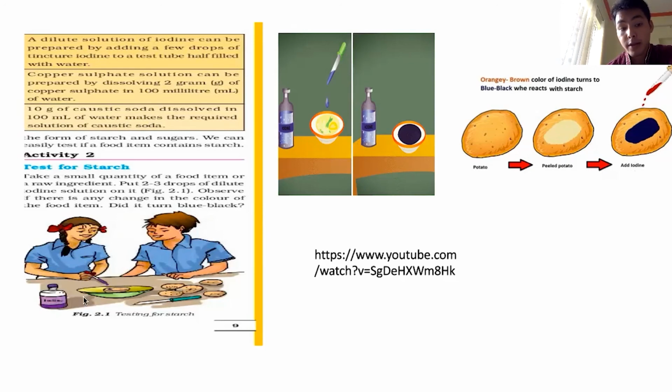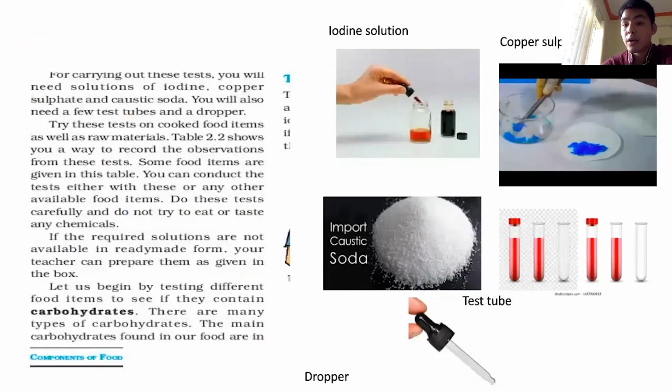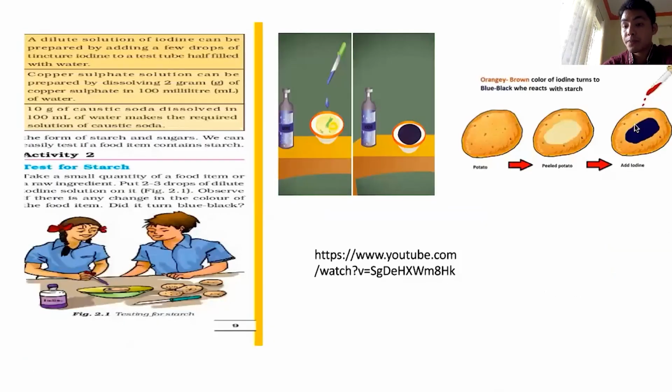They are doing it right, dropping iodine solution onto the potato and testing whether the color changes. The iodine solution is reddish, and it will turn blue, which means carbohydrate is present here. If it doesn't turn blue, that means carbohydrate is not present.